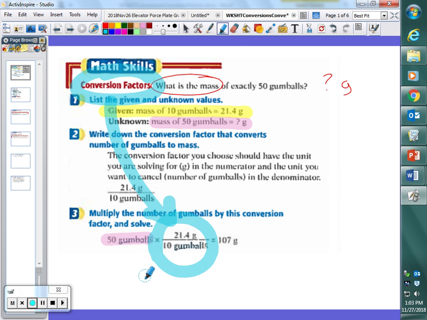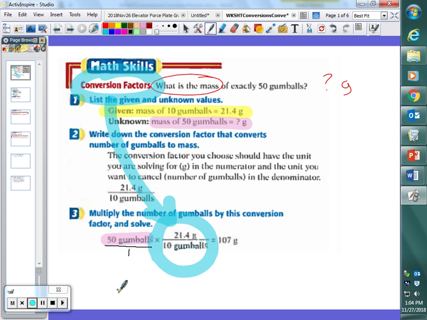Remember that we said we're not changing the actual value, we're just changing how we represent it. We're not changing the number of gumballs that are in this problem, we're just representing it as a mass. Now, why this way? Well, we're multiplying. If it makes your life easier, you can put 50 gumballs just over 1, not 1 gram or 1 meter or 1 second, just the number 1. I just took a whole number and turned it into a fraction.